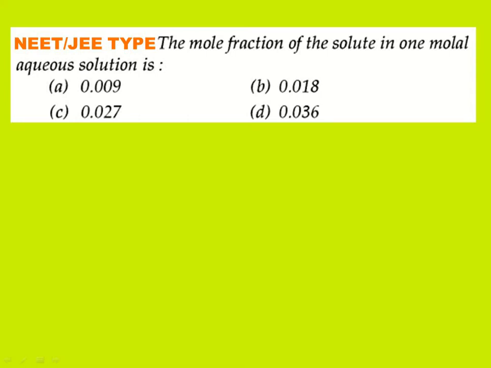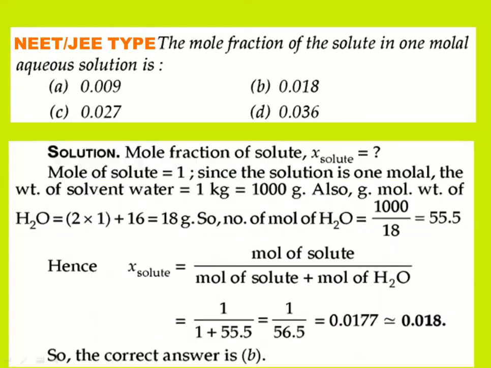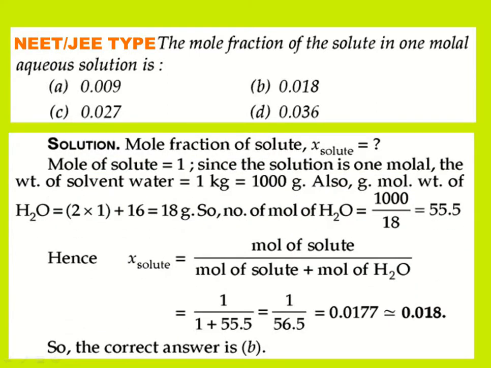And they ask me mole fraction. You can see mole fraction of solute we don't know, that we have to find. And 1 molal solution means 1 kg of solvent is there, nothing but water. So water number of moles can be obtained by dividing this 1000 with 18. We will get 55.55. So number of moles of solute is 1. Why? Because indirectly they have given in the question 1 molal means number of moles of solute is 1 mole.